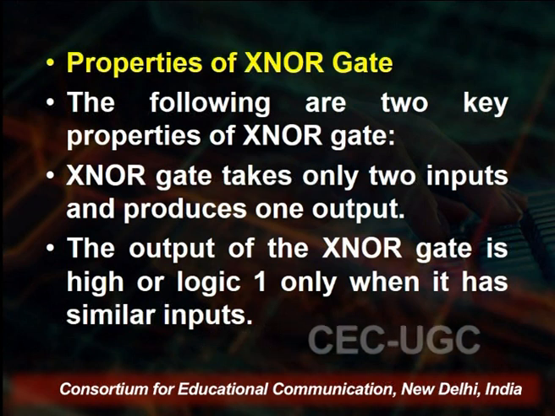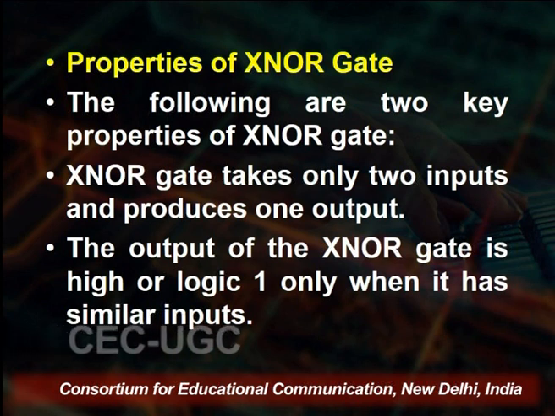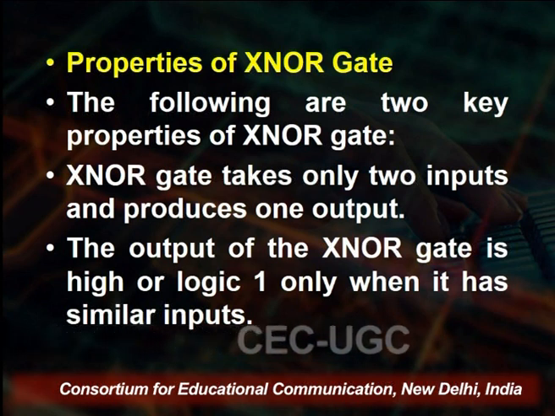So, what are the properties of this? The XNOR gate takes only two inputs and produces one output, and the output of the XNOR gate is high, or logically one, only when the inputs are similar. You can see this in the truth table.